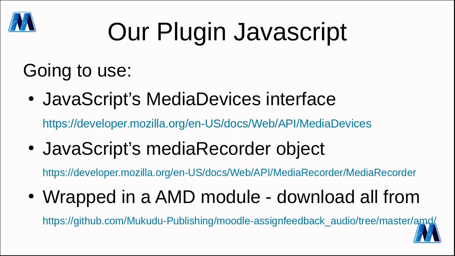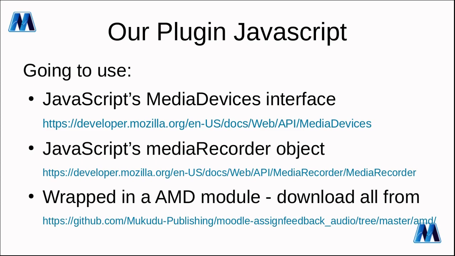So now let's think about our plugin. To collect this audio feedback, we are going to use JavaScript's own media devices interface. There's a link to it there. We're also going to use the MediaRecorder object from the core JavaScript functionality, and we're going to wrap all this up in an AMD module.